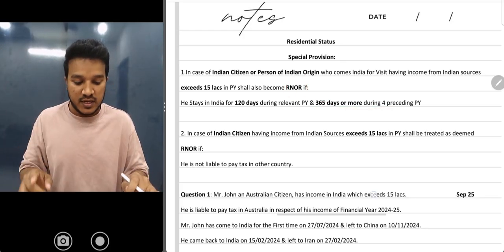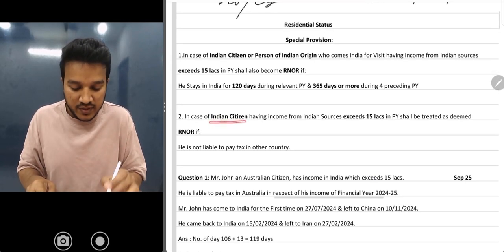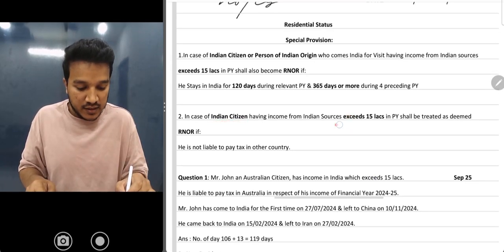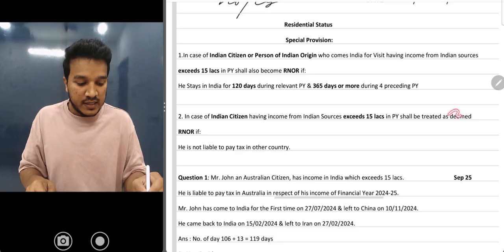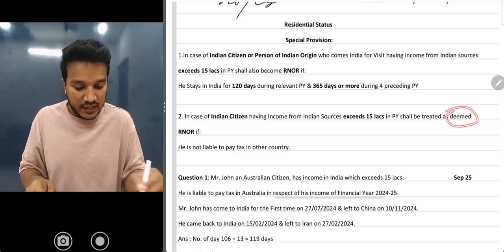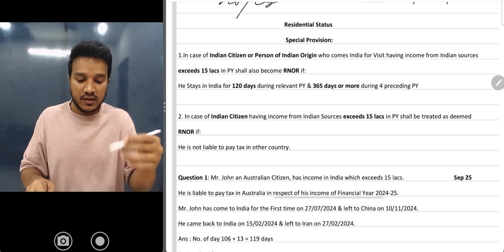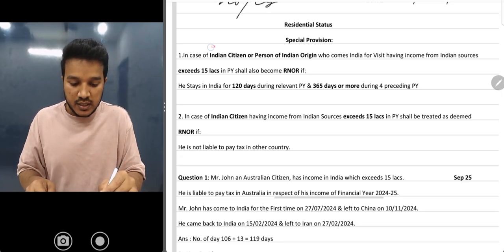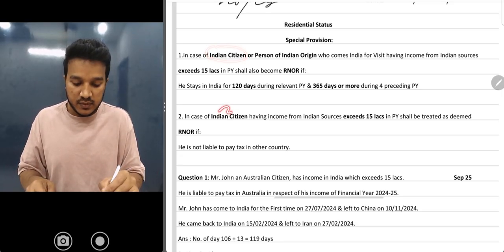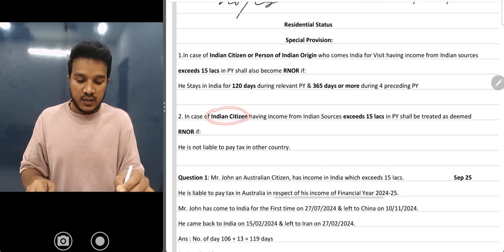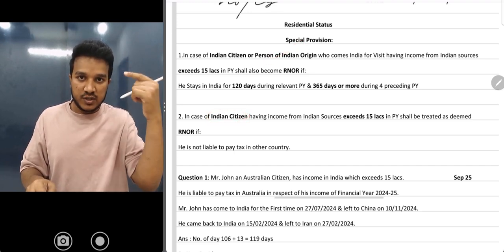First special provision. Second one says it is applicable for an Indian citizen having Indian income which exceeds 15 lakhs, who shall be treated as deemed RNOR if he is not liable to pay tax in any other country. Clear till here? Now the common point between these two: this is also applicable for an Indian citizen, this is also applicable for an Indian citizen. Person of Indian origin, only first provision.